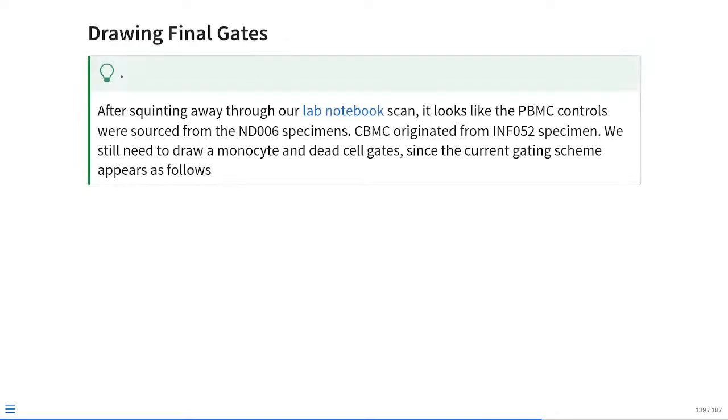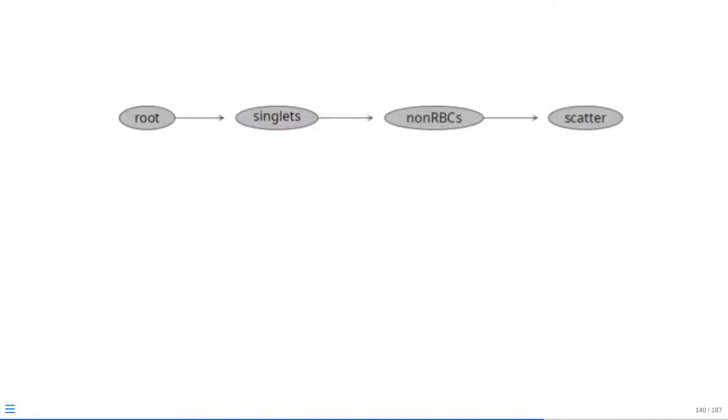So if we went back and looked at that lab notebook scan, we could eventually find there is some information that the PBMC controls seem to have been sourced from what was the ND6 specimen. The CBMCs also seem to have originated from what was the Infant 52 specimen. So basically we just need to grab these two and their activation conditions, potentially draw a monocyte and a dead cell gate depending on what we're trying to do, just so we have the same correct schema compared to what we're expecting for the background subtraction layer. So let's go ahead and double check what we have.